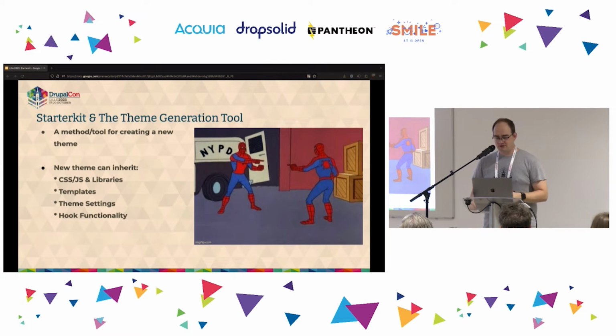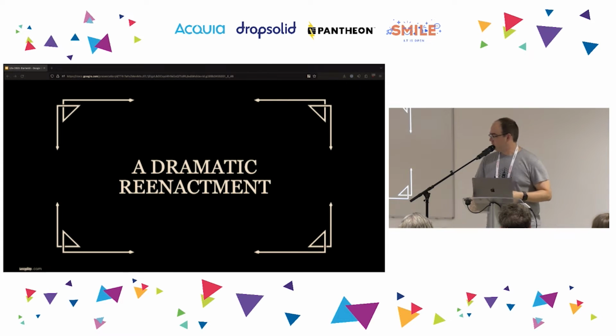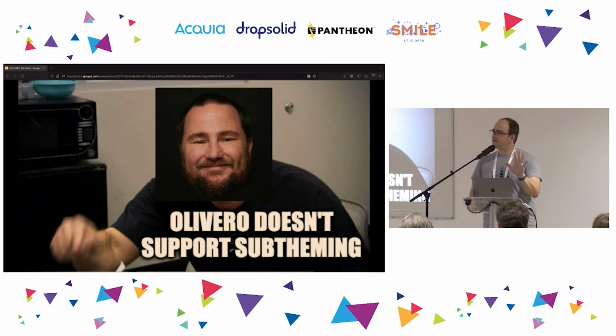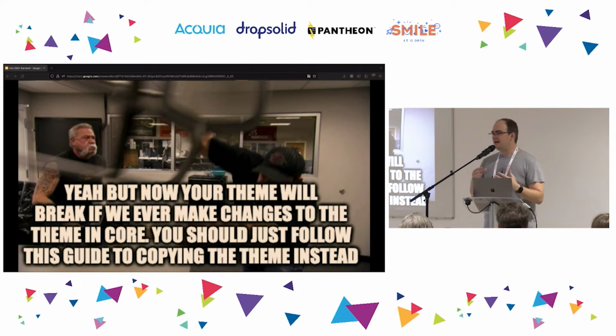And I can hear some of you right now going, hold up, how is this different from sub-theming? And so I submit a dramatic reenactment. We have someone coming in that wants to use the Olivero drop-down menus. And so I like that. I will just make a new sub-theme. And so you start talking about this, and somewhere along the line, myself or Mike Herschel maybe, says, Olivero doesn't support sub-theming. And they're like, well, sure it does. Everything supports sub-theming. I just put base theme Olivero in there. And then we say, yeah, it does. You could technically sub-theme Olivero, but now your theme is going to break if we ever make a change to something you're relying on.